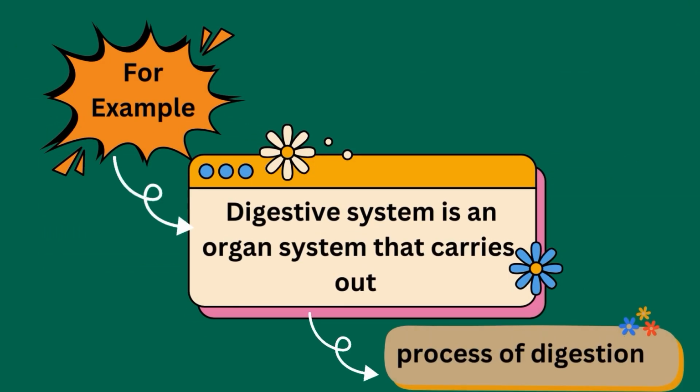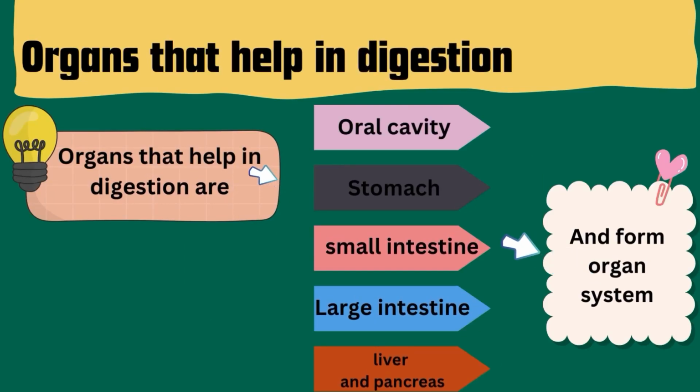For example, the digestive system is an organ system that carries out the process of digestion. Organs that help in digestion: major organs in its framework are the oral cavity, stomach, small intestine, large intestine, liver, and pancreas. All these organs help in the process of digestion.